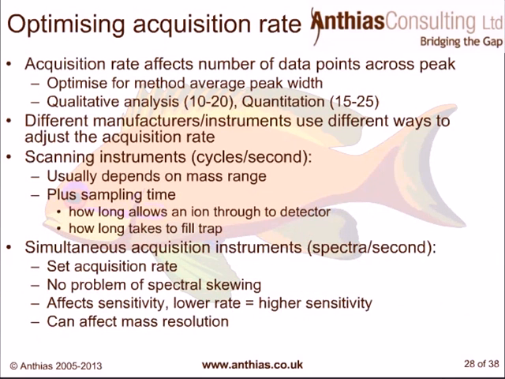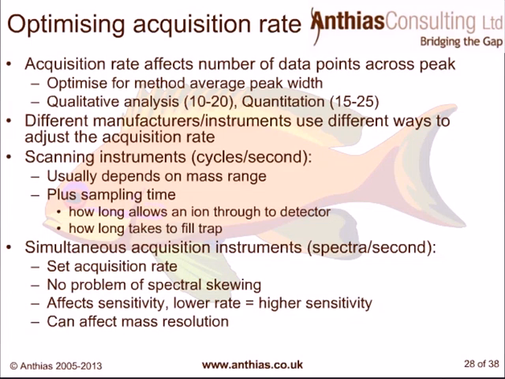So, optimizing our acquisition rate. The acquisition rate affects the number of data points across the peak, so we optimize for the method's average peak width. If we're doing qualitative analysis, 10 to 20 data points across the peak is good. For quantitative, we really want to be going for 15 to 25 to get a reproducible area amount. Different manufacturers and instruments use different ways to adjust it. For scanning instruments, it depends on the mass range, plus, for example, sampling time, how long we're allowing each of the masses to reach the detector, or how long it takes to fill the trap.